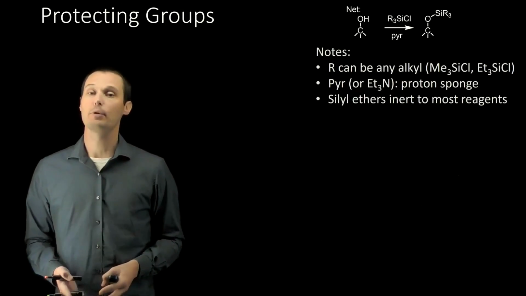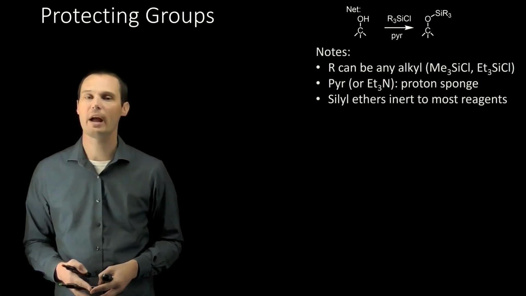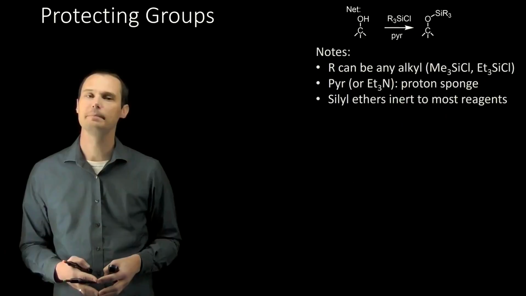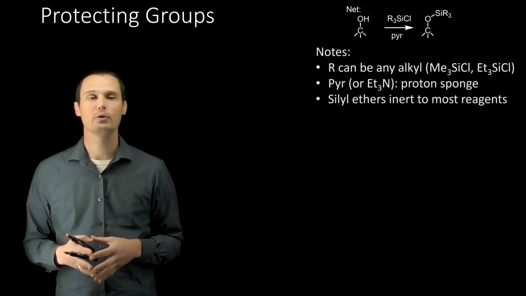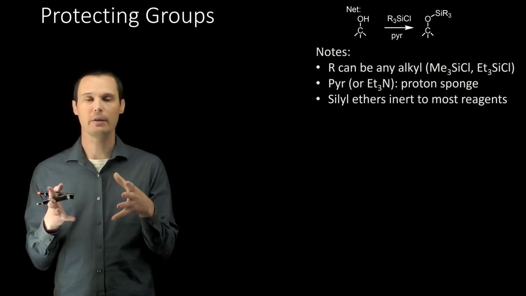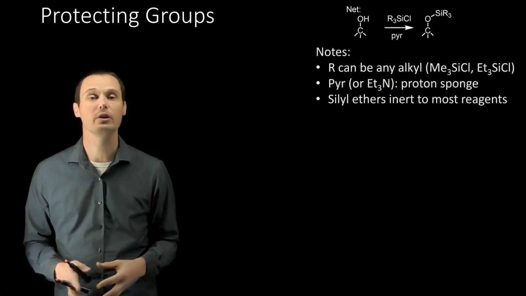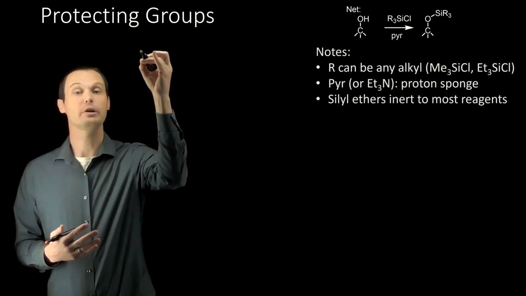Pyridine is a proton sponge. So we use pyridine here to sop up acidic protons. We could also use triethylamine. Those are fairly interchangeable. And again, our goal for silyl ethers is that silyl ethers are inert to most reagents, say strong bases, so that they can be in our molecule and not react in a way that we don't want them to.